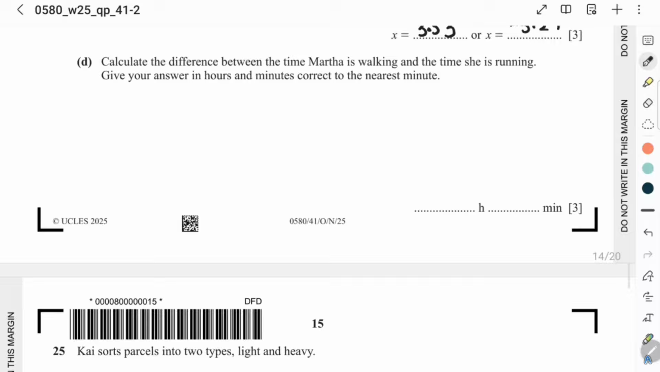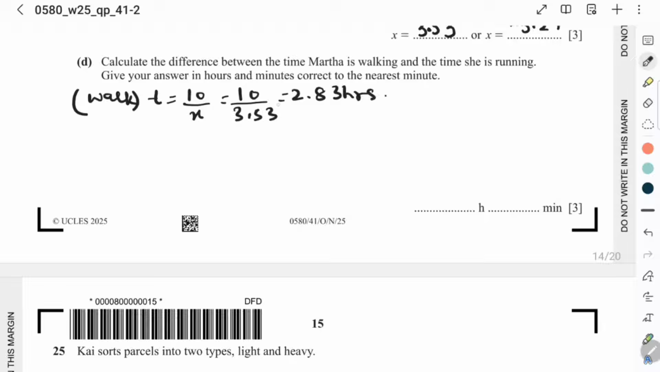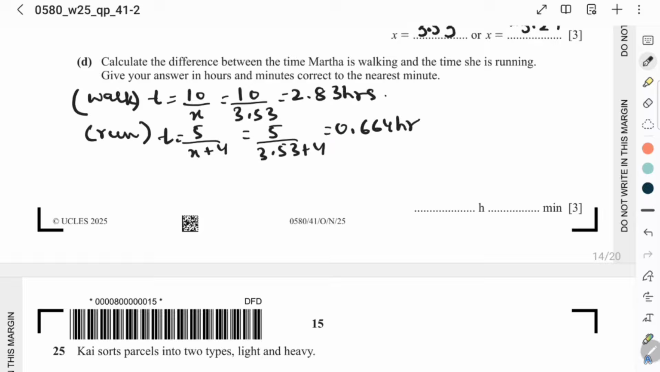Calculate the difference between the time Martha is walking and the time she is running. Give your answer in hours and minutes. Obviously we ignore the negative answer, we'll use 3.53 in our answer. So walking time is 10 upon x, 10 upon 3.53, which is 2.83 hours. Running time is equal to 5 upon x plus 4, 5 upon 3.53 plus 4, which is equal to 0.664 hours.